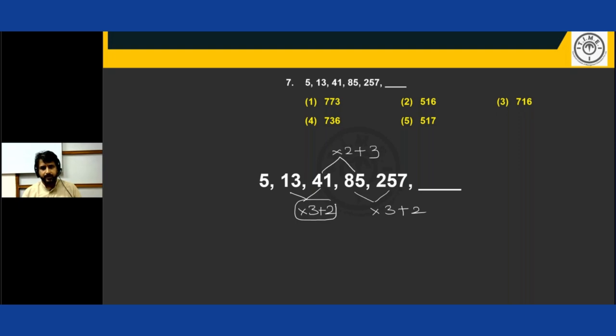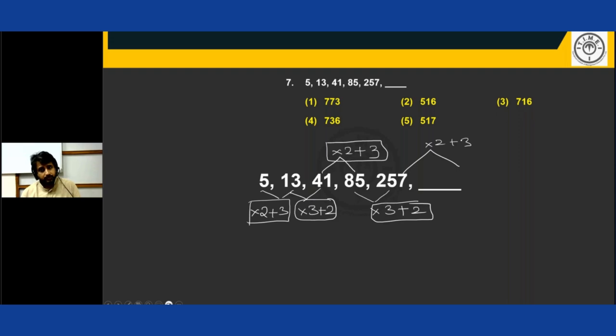Can you observe the pattern? Into 3 plus 2, into 3 plus 2. But here it is into 2 plus 3. Okay. 5 and 13. 5 twos are 10 plus 3, 13. It is perfectly matching with this logic. So alternately into 2 plus 3, alternately into 3 plus 2. So what will be next? Into 2 plus 3. If you do into 3 plus 2, you will get the wrong answer. Right. So 257 twos are how much? 514 plus 3, 517. Choice 5.